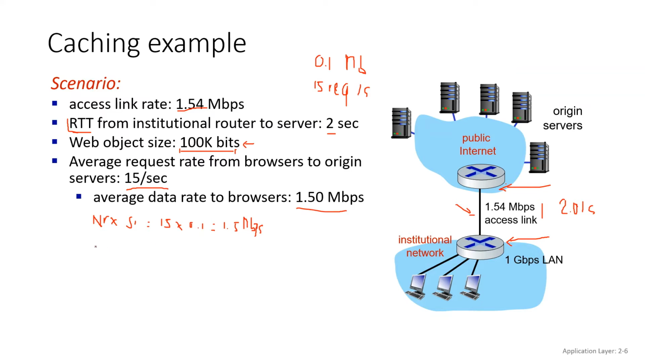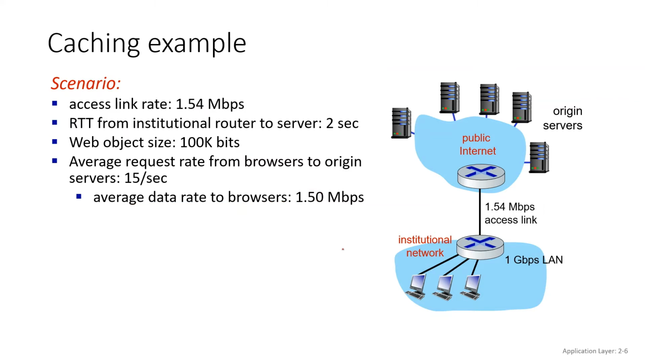Remember that there's a formula that has not been written here that I'm telling you: the number of requests multiplied by the size of the object gives you the average data rate to the browser, which is 1.5. And the average request rate from the browser is a variable one. It can be anything, but this one is dependent on the formula here.